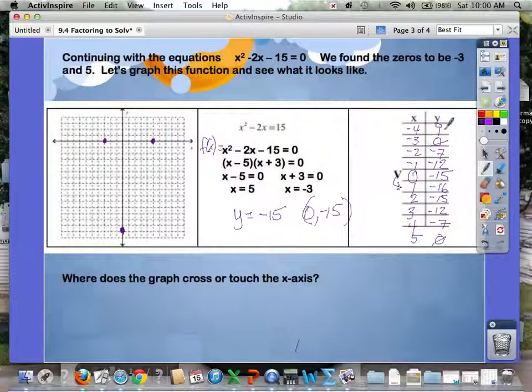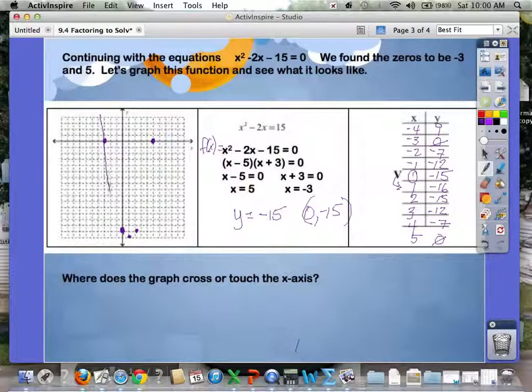Okay, and then you can graph some of those points. Vertex is always a good one to do, and remember that was the 1, negative 16, that would be right here. And remember, it is symmetrical. So I have enough points now to draw my parabola.